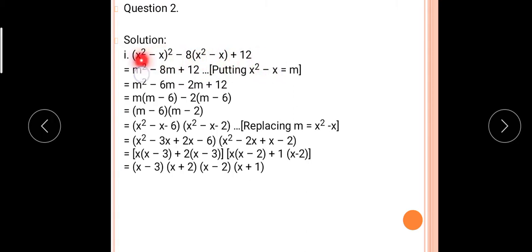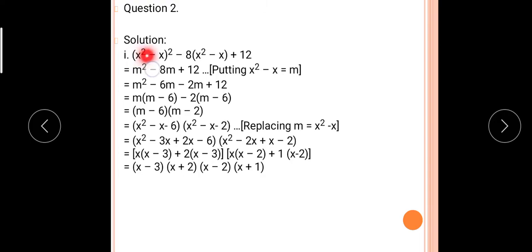Now, if you observe it: (x square minus x) whole square minus 8 times (x square minus x) plus 12. If you solve it like this, it is difficult. So use this method. Firstly, write the given expression in the form of a quadratic. Quadratic means in the form of ax square plus bx plus c.